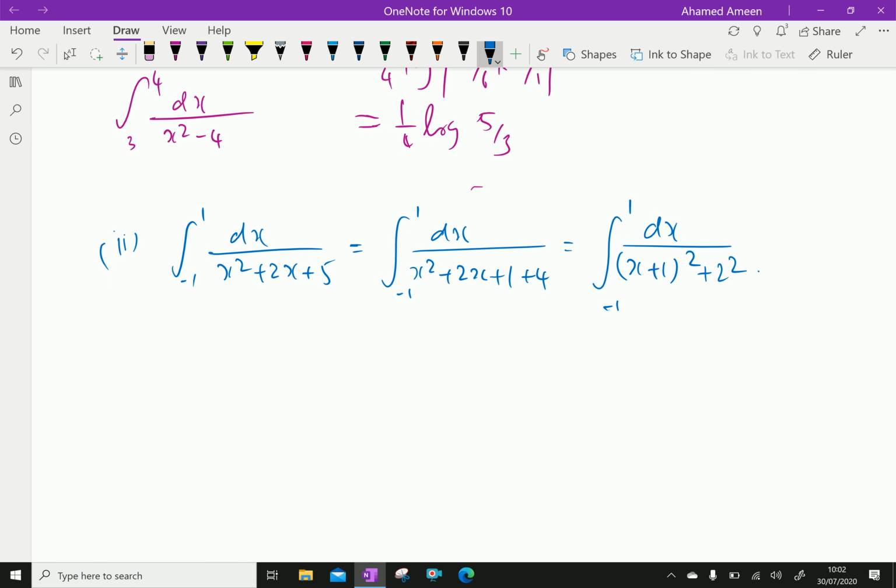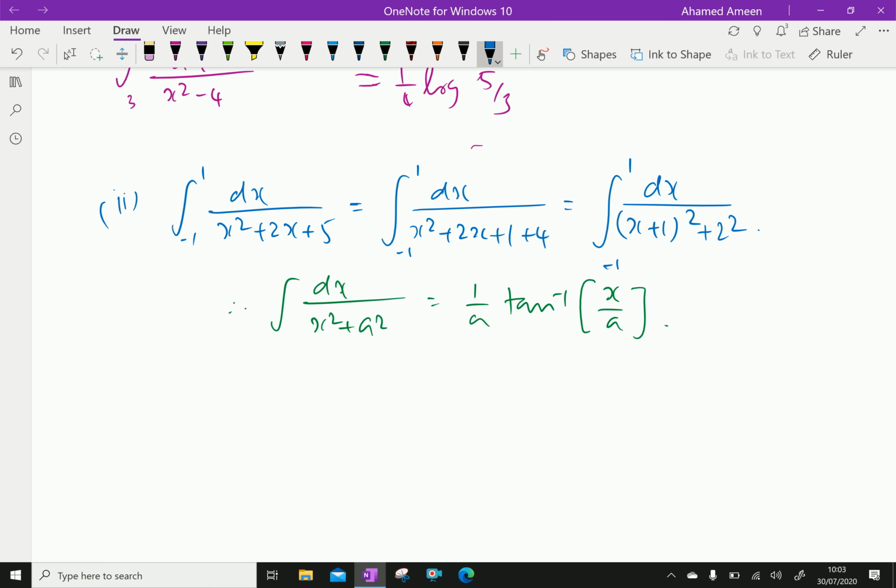So by the standard result, integral dx over x squared plus a squared equals, no, it is plus, so the standard result is 1 by a tan inverse x by a. Regarding that, we write the expression as 1 by a is 1 by 2, because a squared is 2 squared, a is 2, 1 by 2 tan inverse of x plus 1 over 2.